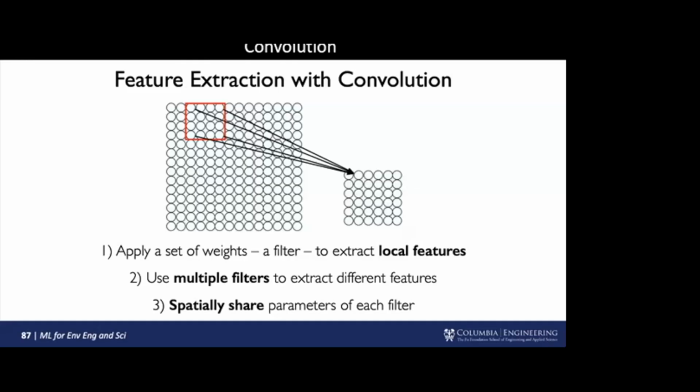What are the three ideas? So locality, right? The multiple filters and the parameter sharing. Those three ideas are the basis for CNNs.